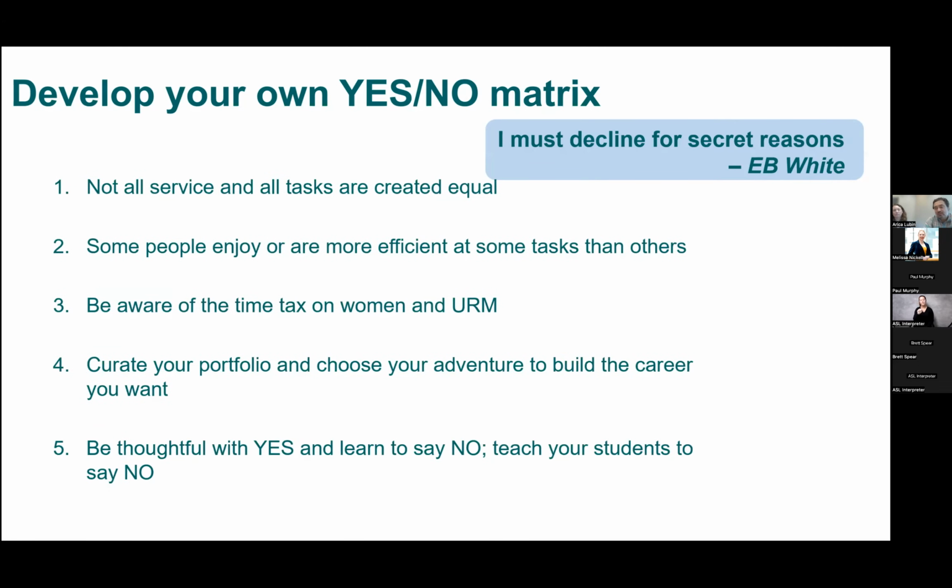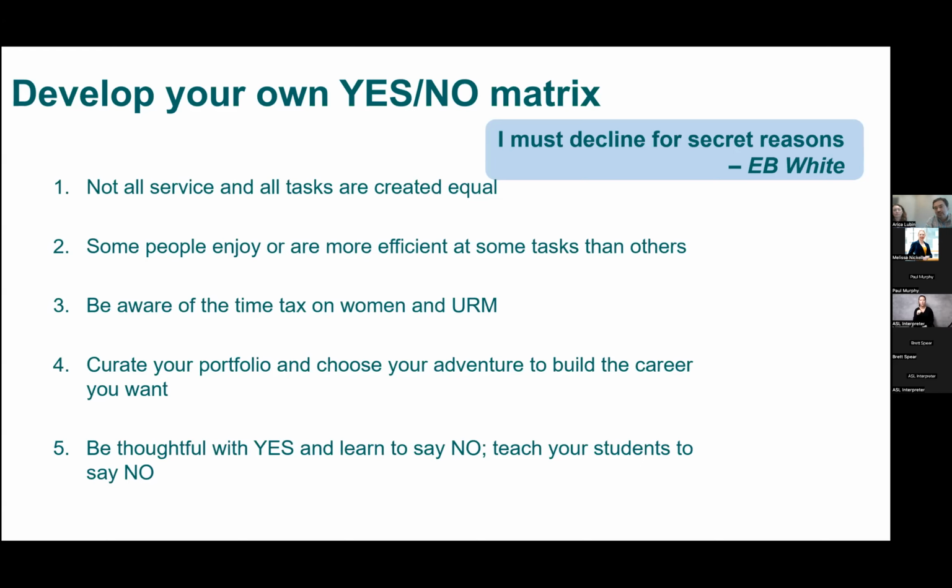I think we all in this webinar recognize that not all service and tasks are created equal. Some of them take a lot of time. Some people really enjoy or are more efficient at some tasks than others. And so you have to develop your own yes-no matrix. We all need to be aware of the time tax on women and underrepresented minorities, which adds extra burdens to some of the activities we do. But the key thing is to create your own portfolio and choose how you want to build your career.